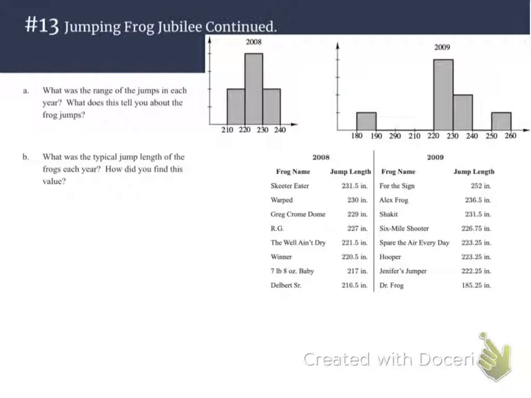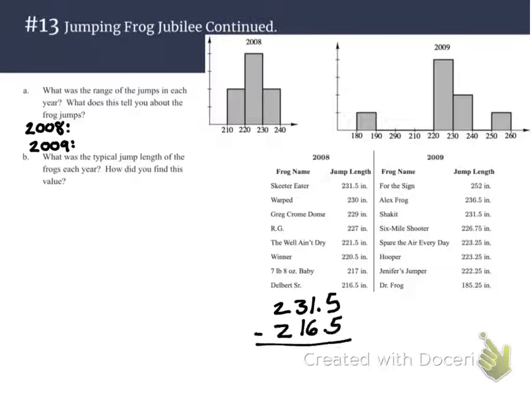So letter A, it says, what was the range of the jumps in each year? What does this tell you about the frog jumps? Well, remember how you recall the range. You find the range by finding the biggest number and subtracting the smallest number from it. So in the year 2008, our biggest number was 231.5, and the smallest number was 216.5. If you haven't found the range yet, pause it.